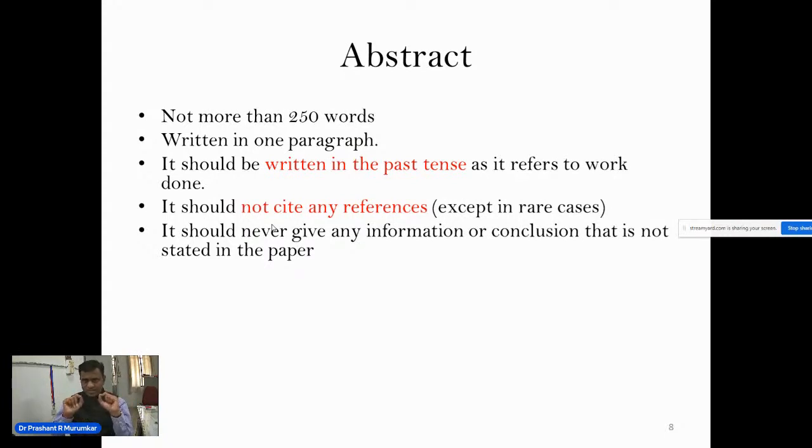So while writing the abstract, you should keep in mind that there should be a single paragraph. It should not be more than 250 words, and it should be written in the past tense, because we are referring to work which has already been done. You should not cite any reference for that. And whatever content is there in the paper should be reflected in the abstract.